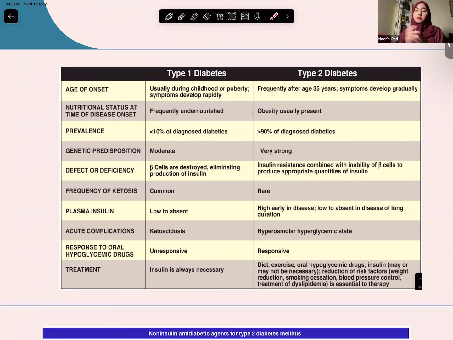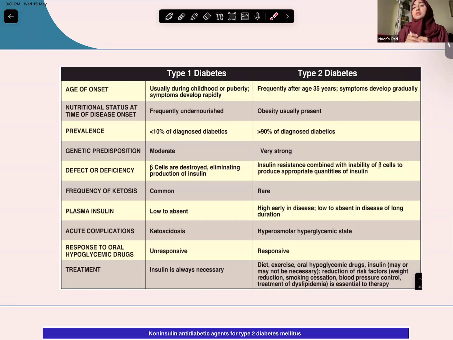Remember that in type 1 diabetes, the patient is undernourished or malnourished, and the reason for that is because there is insulin deficiency. The pancreas produces no insulin, almost no insulin, or very little insulin. And insulin is a hormone which is necessary for cells to absorb glucose from the bloodstream to use as energy, right? That is what I mentioned.